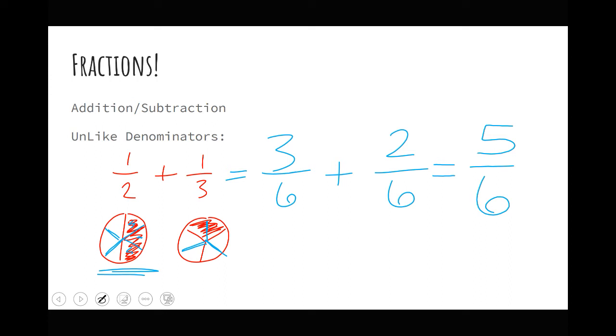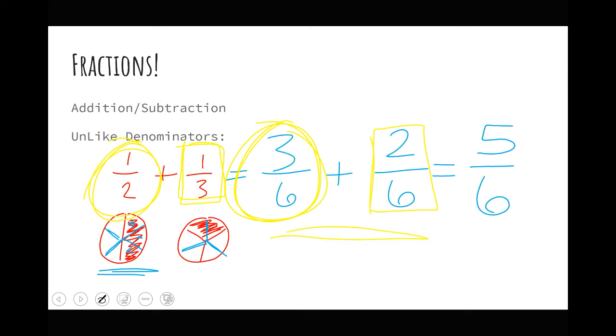So a couple things I want to point out about this before we move on to multiplication. 1/2 has the same value as 3/6. If I simplified 3/6, I would get 1/2. The 1/3 has the same value as 2/6. If I simplified 2/6, I would get 1/3. So I didn't change the value of the numbers here. I just rewrote the way that they looked.